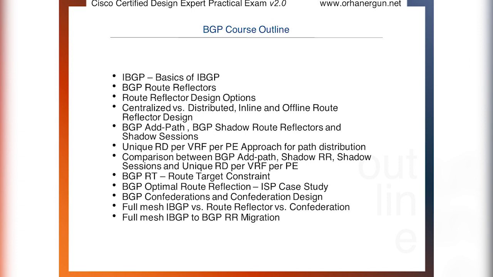Let me continue to introduce the agenda. So BGP route target constraints, how we can make the route reflector design more scalable, and after that BGP optimal route reflection. So if I place a centralized RR without add-path, without any shadow RR, shadow session or unique RD deployment, how can I send the optimal route to the route reflector client? That will be important. So we will discuss that one. And optimal route reflection, as I said, will be our next topic.